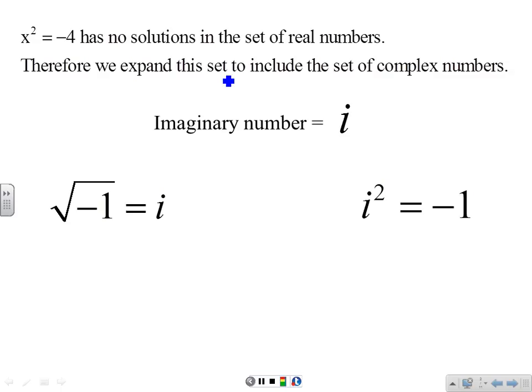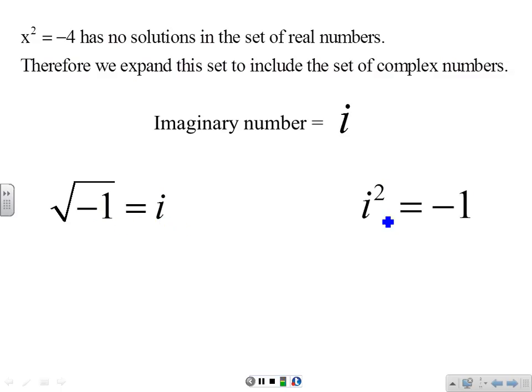So, an imaginary number is denoted with an I. So anytime you take the square root of negative 1, what you're going to do is replace the square root of negative 1 with an I. These two are equal to each other.